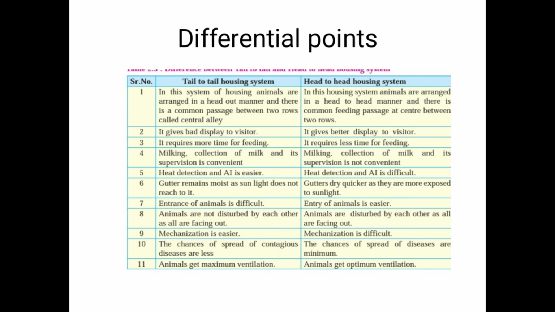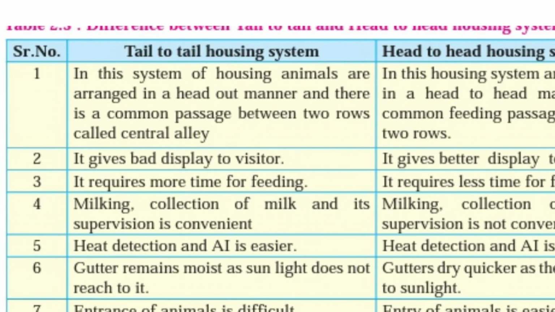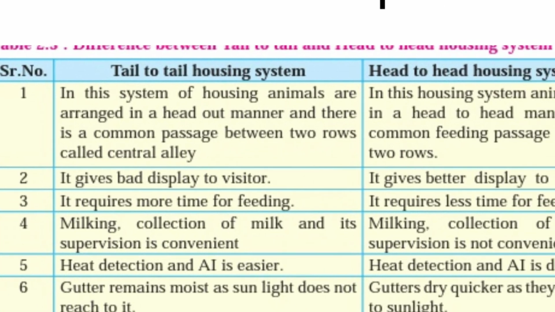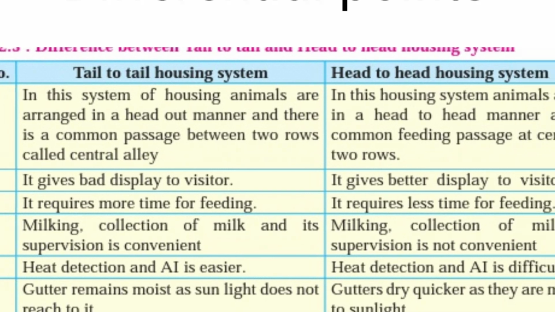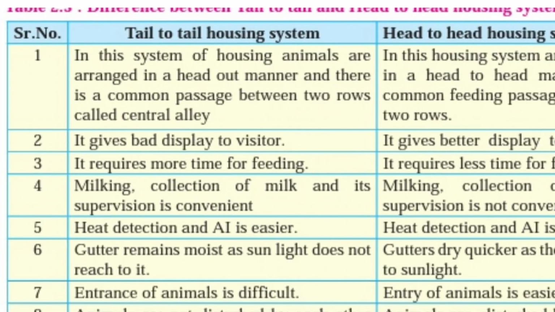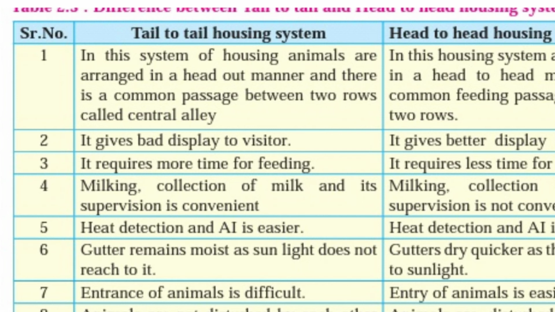So the first point is about the structure. In the tail to tail housing system, the tails are facing each other. In the head to head housing system, the heads are facing each other. The second one is, it gives bad display. In the tail to tail housing system, we have studied the disadvantage.